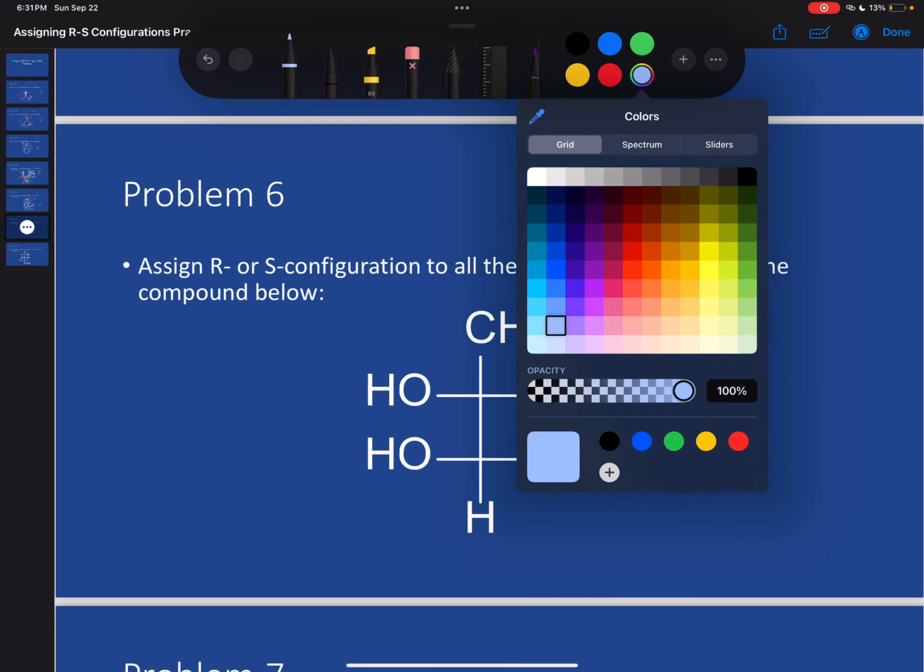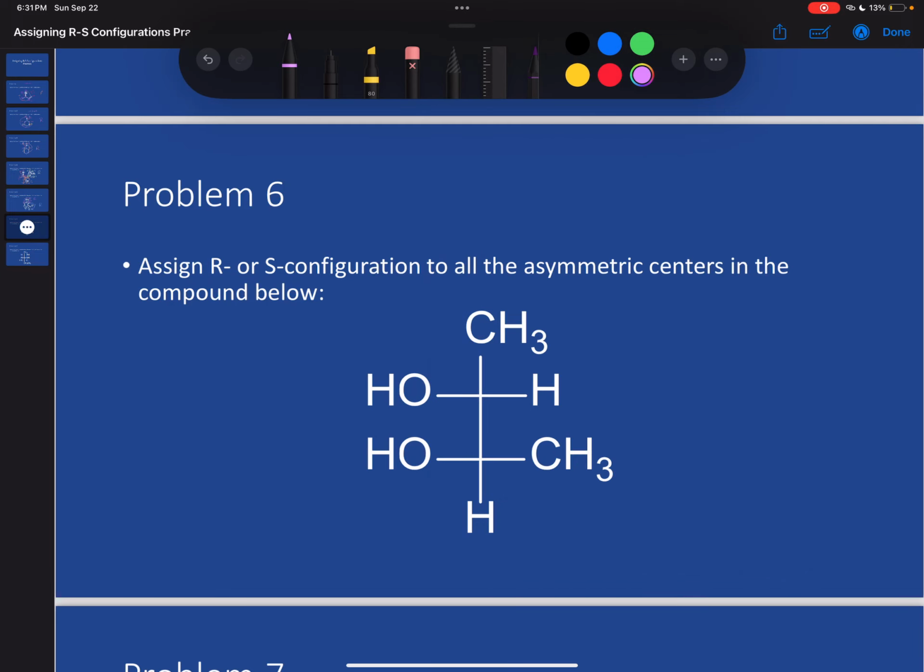All right, so problem number 6. All right, so we're going to start looking at some Fischer projections. Fischer projections, I think, are a little bit easier to look at when you're assigning because a Fischer projection is only going to have 2 bonds.